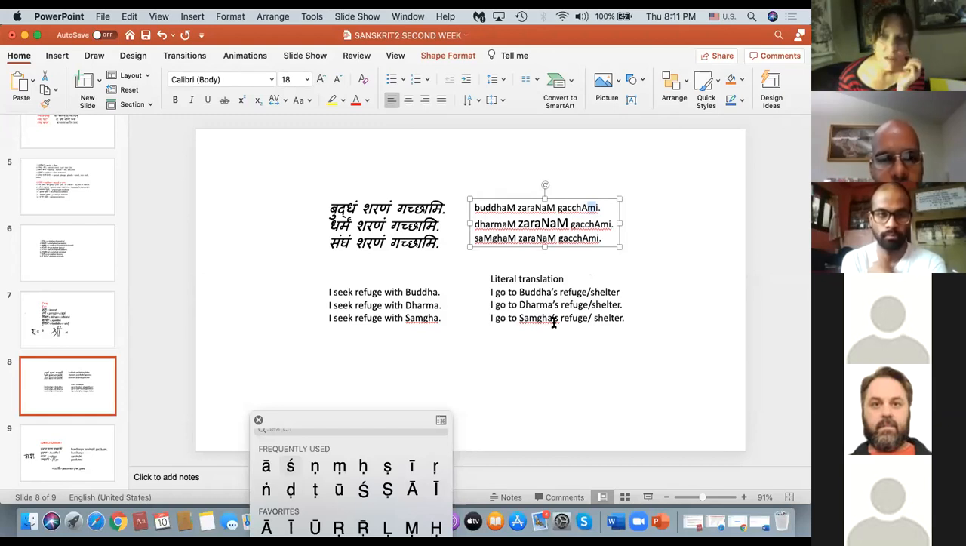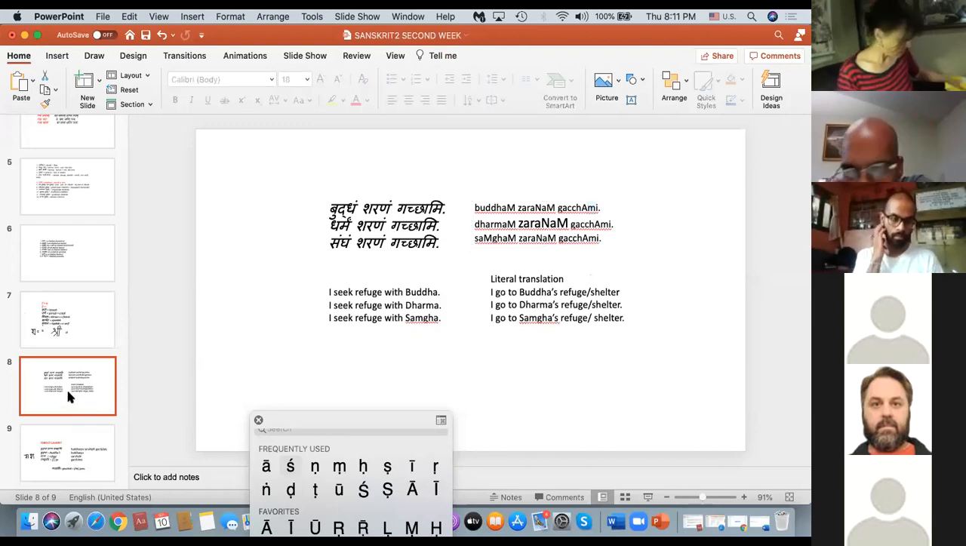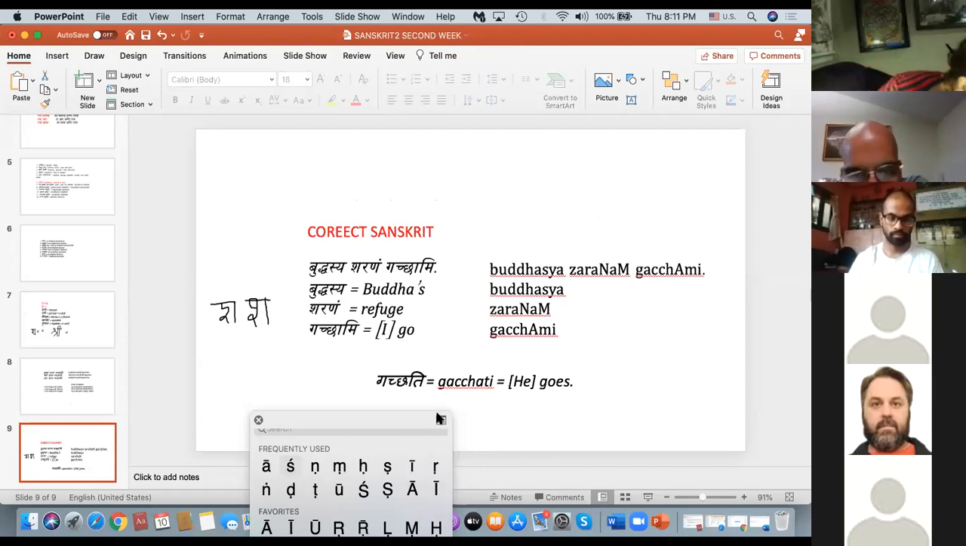Buddham is to the Buddha. Saranam means refuge. Gacchami, I go. Okay, so the literal meaning. I think I have given the literal meaning somewhere. I wrote it down this morning. Oh yeah, here I have given Buddhasya Sharanam Gacchami. Buddhasya means Buddha's, Sharanam refuge, Gacchami, I go. That is the literal translation, right?